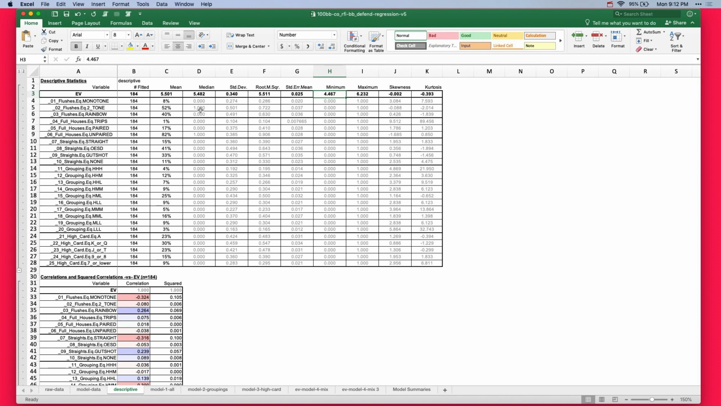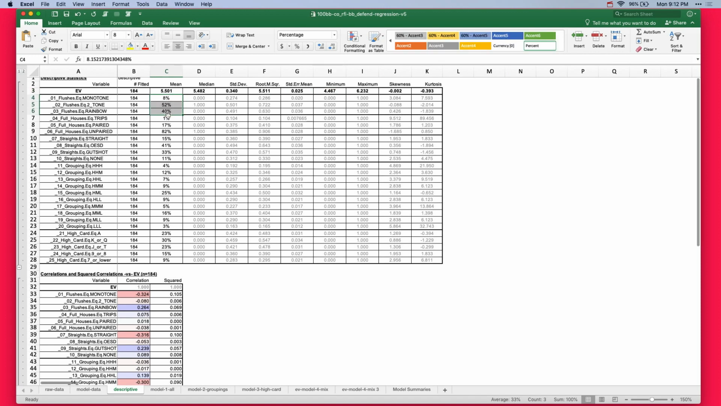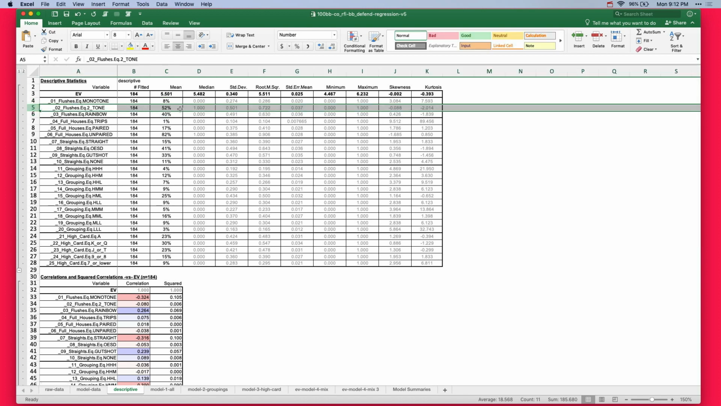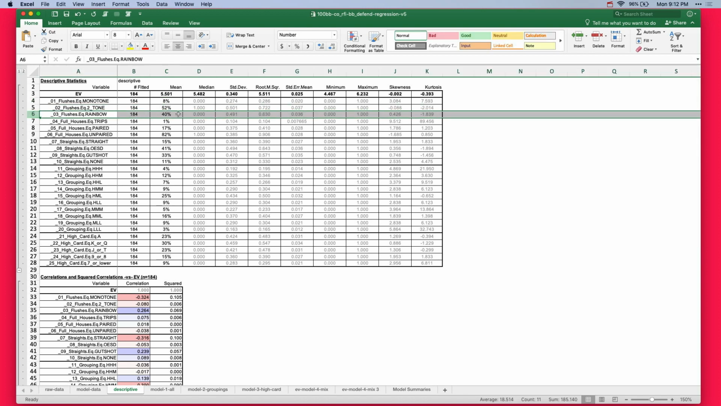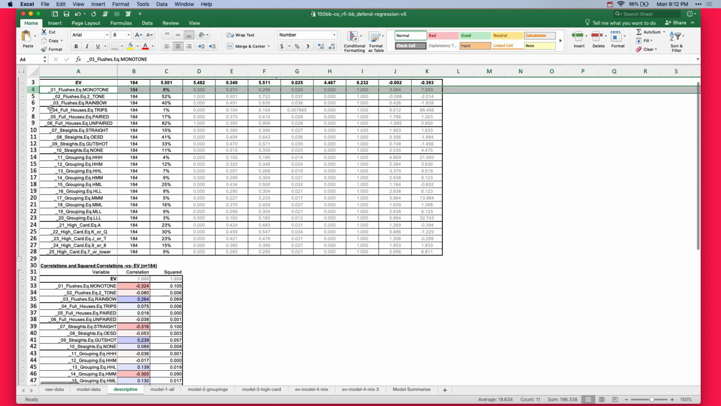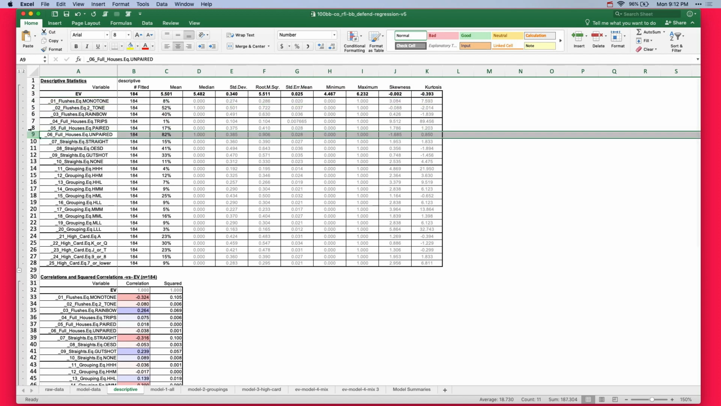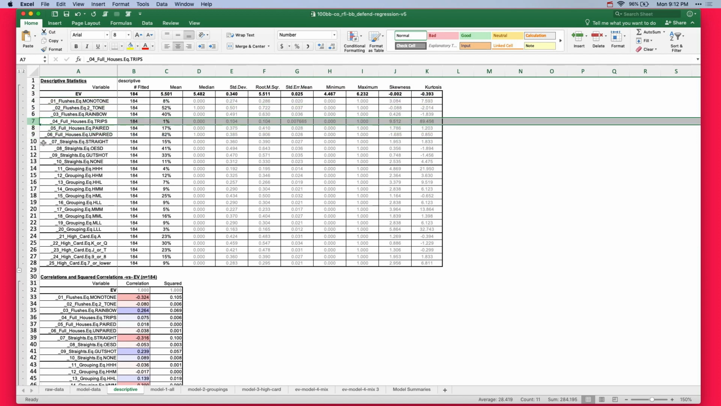And then for some of these other values down here, I just showed how our 184 flops break out across our different categories. So 52% of our flops are two-tone, 40% of them are rainbow, and only 8% of them are monotone. 82% of them are unpaired, 17% are paired, and 1% are full trips.